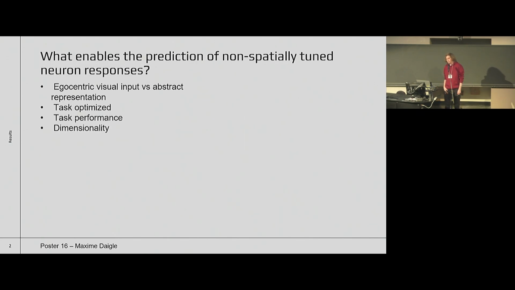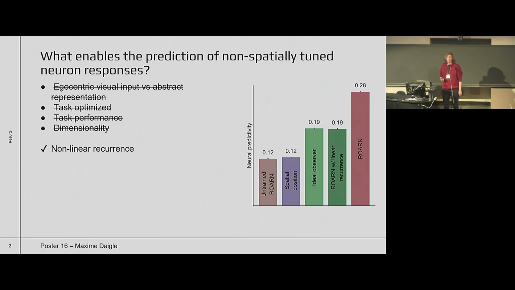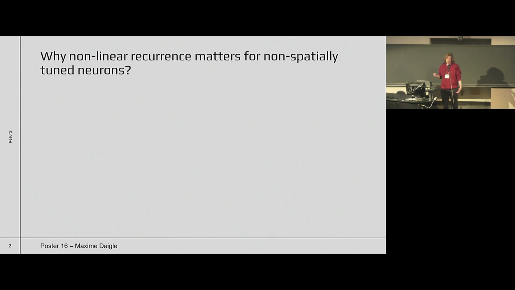So the next question is, can we pinpoint the exact difference that enables the prediction of that subset of neurons? And what we see is that we can change a single layer, the recurrent layer, from a nonlinear recurrence to a linear recurrence. And the model is still able to perform the behavioral task exactly the same, except that it completely removed this improvement in the prediction of non-spatially tuned neuron responses. And so the next question is then, why would nonlinear recurrence matter for non-spatially tuned neurons? What is the link between those two?